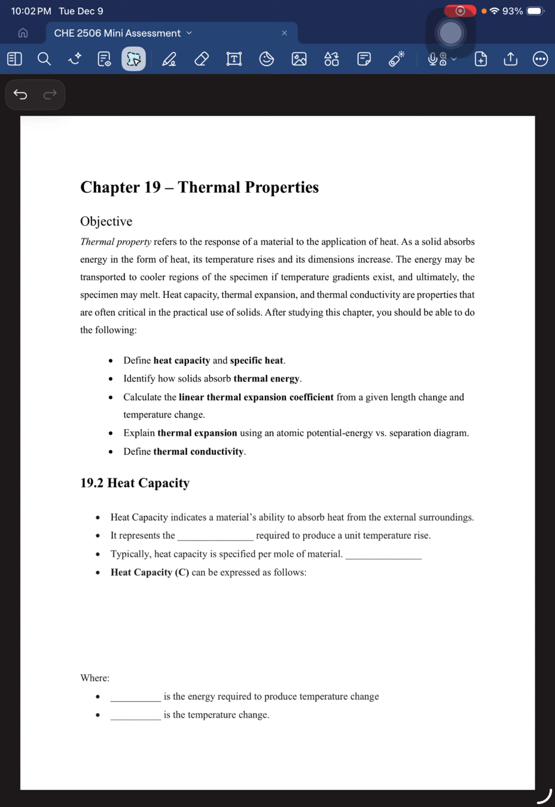And after studying this chapter, we should be able to define heat capacity, identify how a solid absorbs thermal energy, calculate the linear thermal expansion coefficient, explain thermal expansion, and define thermal conductivity. So the first topic that we will be talking about is the heat capacity.